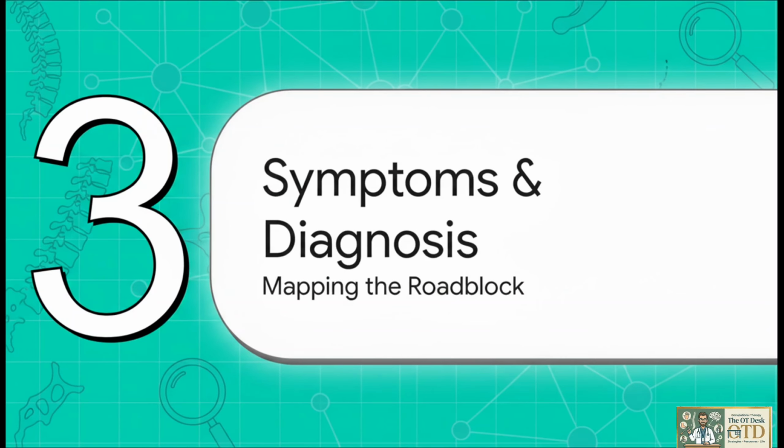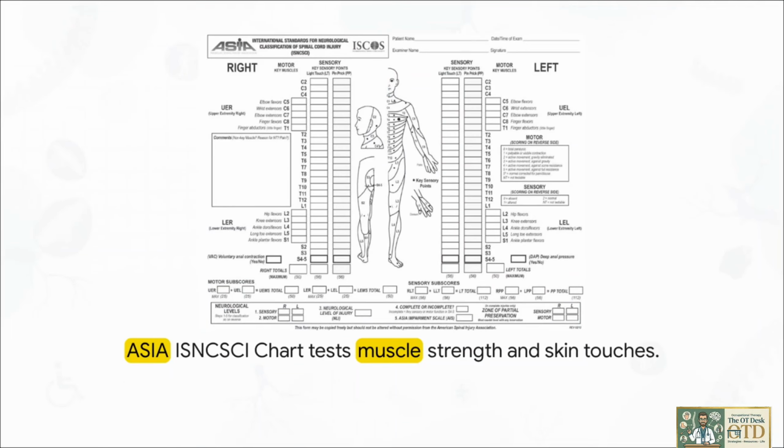All right, let's hit Section 3, symptoms and diagnosis. Time to map the roadblock. To figure out what's going on, doctors use this super detailed chart from the American Spinal Injury Association. It's basically a doctor's treasure map. They test very specific muscles to check their strength, and they touch key points on the skin with light brushes or pinpricks.